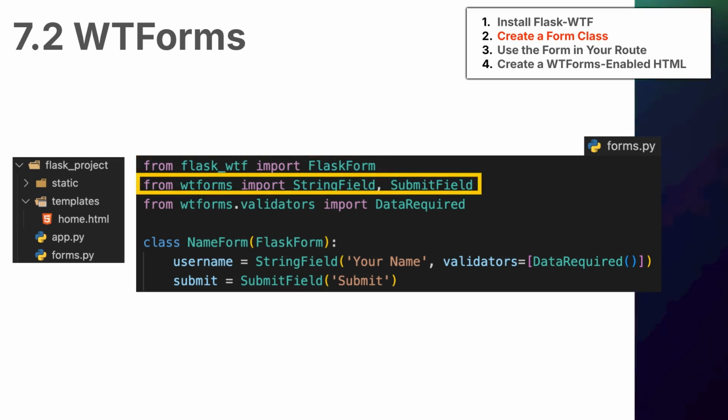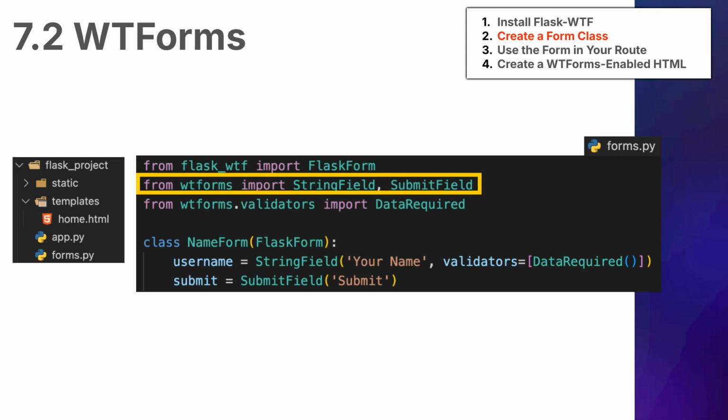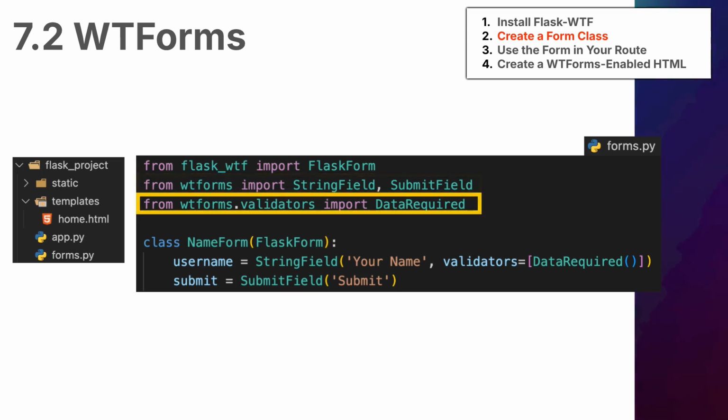Then you import 2 types of form fields. StringField for text input where users type something. SubmitField for the submit button to send the form. Then you import a validator called DataRequired. This ensures that the field cannot be left empty. The user must type something before submitting. If the user submits an empty form, it will show an error instead of accepting it.